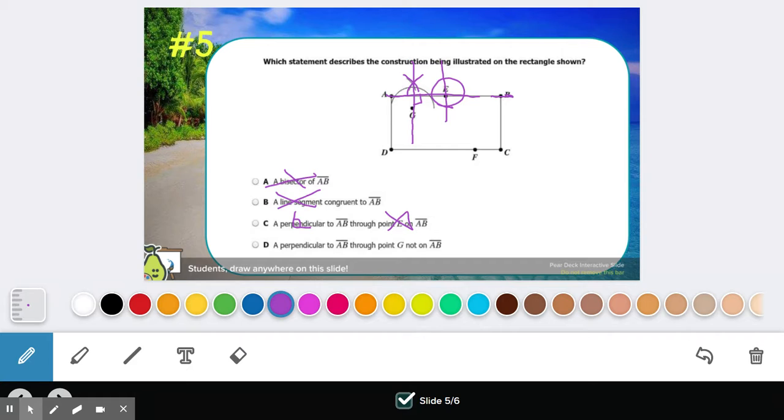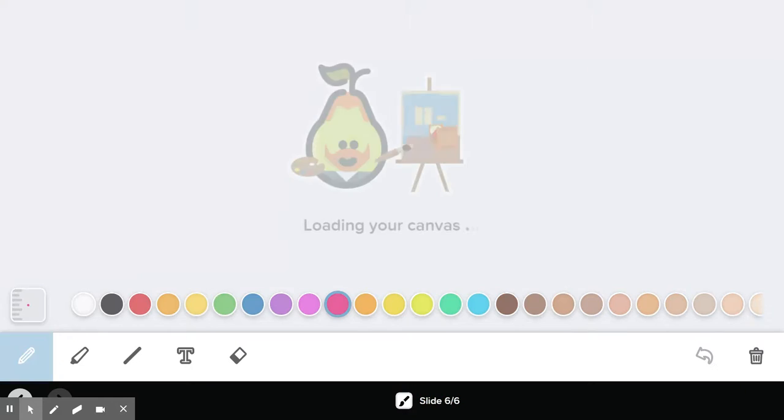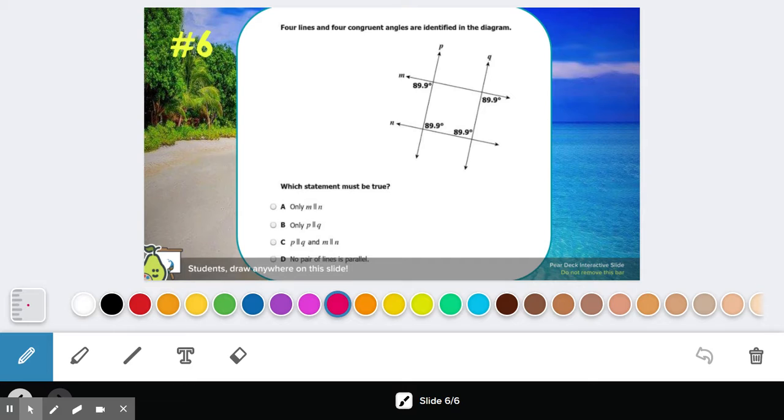Perpendicular to AB through G, not on AB. So if I look at G, G is here. My line does go through G. G is not on the line. So I think all of that rings true to me, and that must be my right answer. So these construction problems, I want you to try to do them with process of elimination. Use your good geometry vocabulary. These are just never going to go away, so we've got to be careful with them.